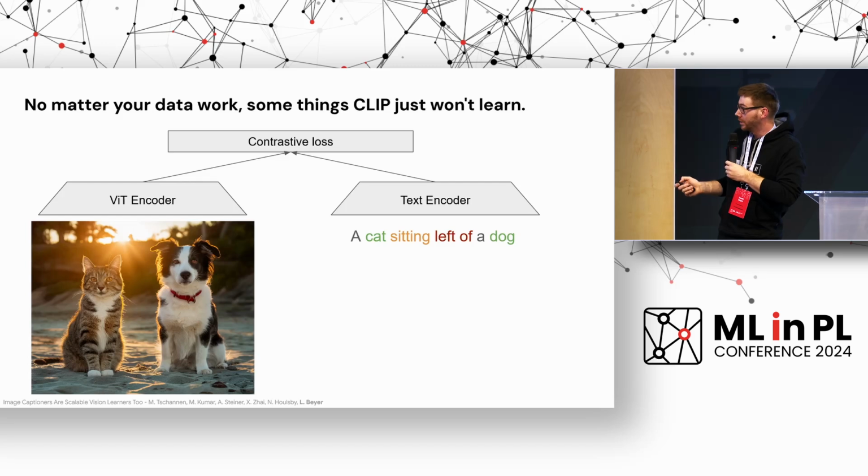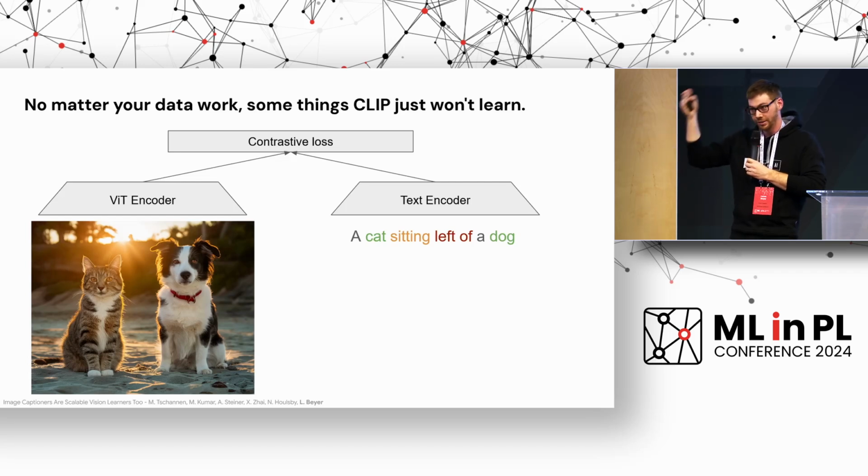But now, to learn that they are sitting, what does there need to be in the mini batch? Another picture with a cat and a dog that are not sitting. Only then is it any useful to pay attention to the word sitting and start to understand what this means and how it connects to the image.